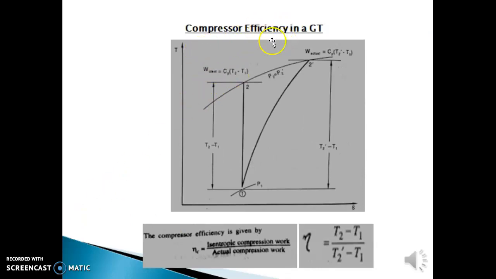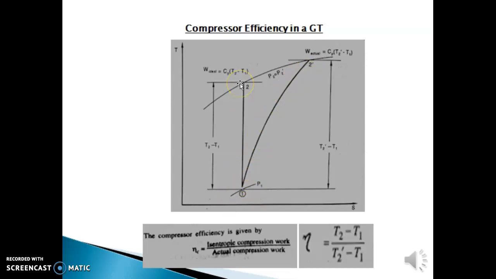Now, we move on to the last one, which is the compressor efficiency, right? Compressor efficiency in a gas turbine. Similar to the turbine, the compression process inside the compressor was assumed to be isentropic. That isentropic process is represented by 1 to 2. But in an actual compressor, the compression process is not isentropic. That deviation in the isentropic behavior is shown by the curve 1 to 2 dash.